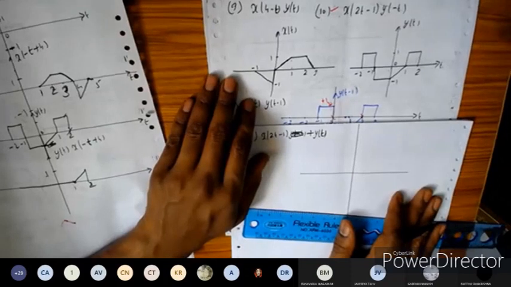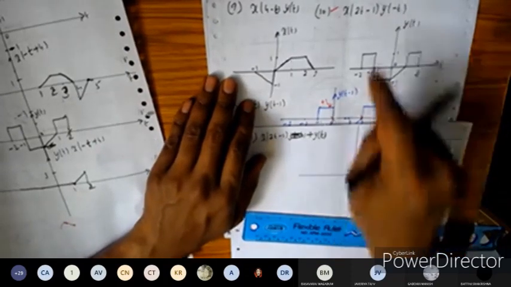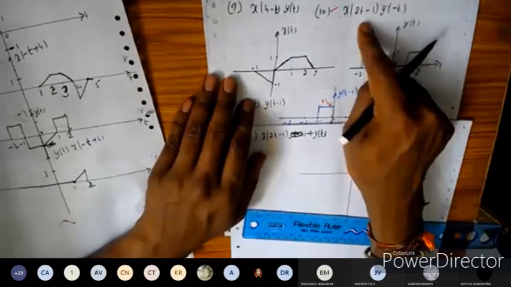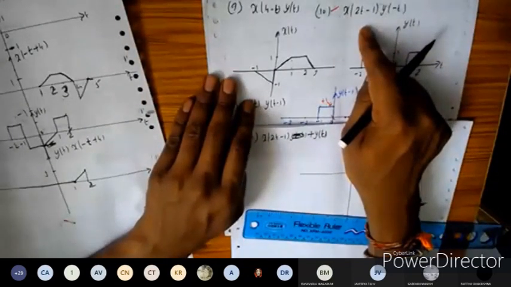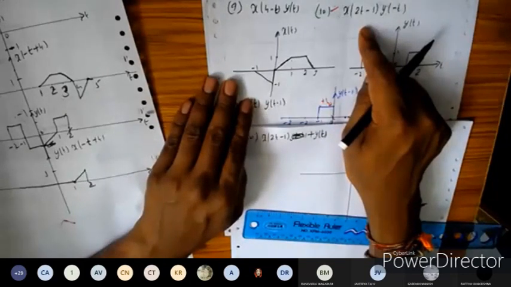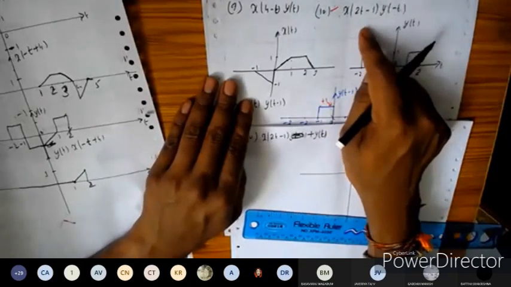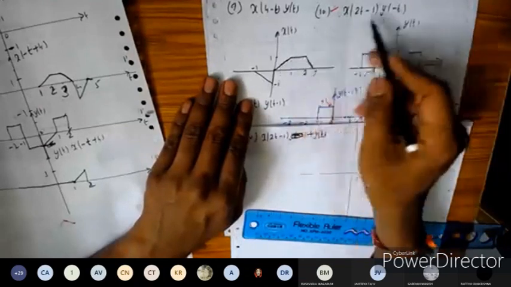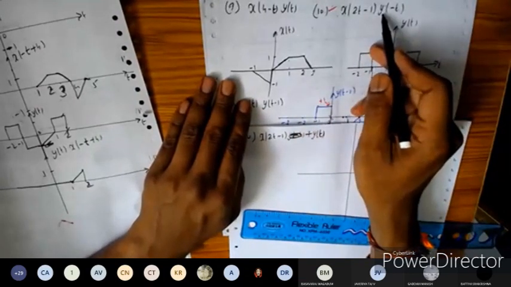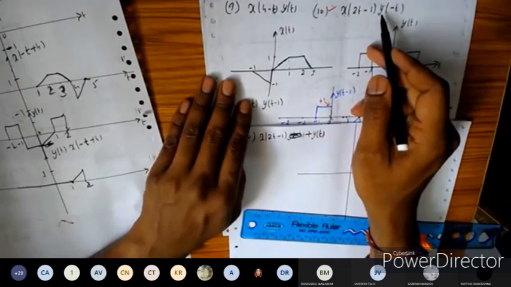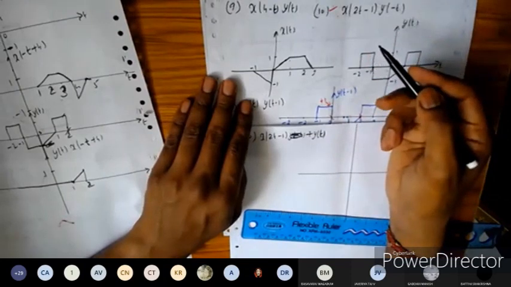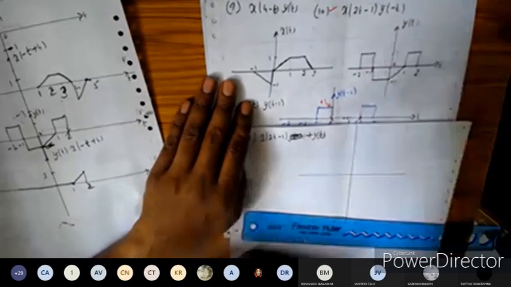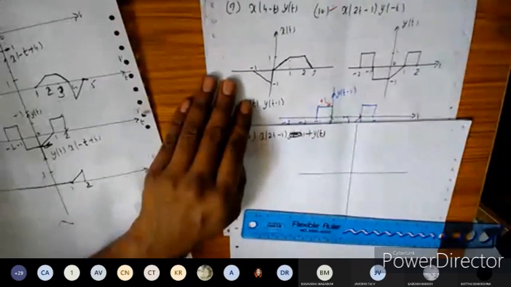Kavya, I have done the problem. The 10th problem I have given as homework. No, Kavya. Kavya, are you there? She's not there, I guess. So this problem, anyone done? At least reply. I'll solve that one. No one has done this one. Nobody is there in the class. My voice is audible, right?